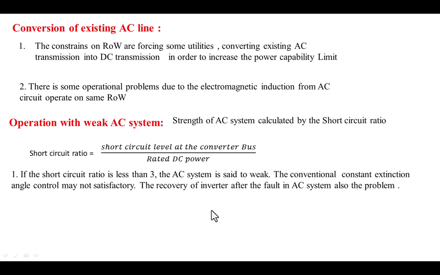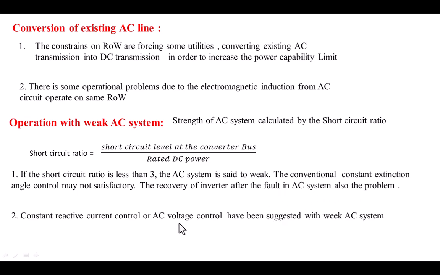If the short circuit ratio is less than 3 and any problem occurs at the inverter side, the conventional constant extinction angle control method is not satisfactory. The recovery of the inverter from the AC fault is very problematic. So we have to go for constant reactive current control or AC voltage control, which has been suggested to recover the inverter station from the AC fault.